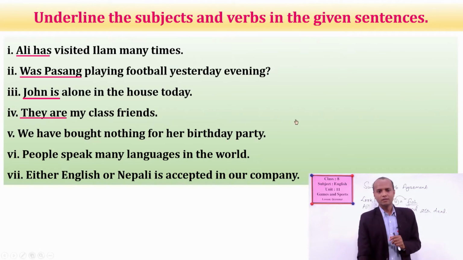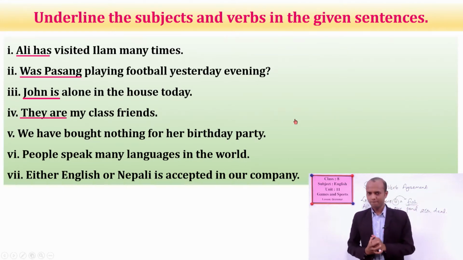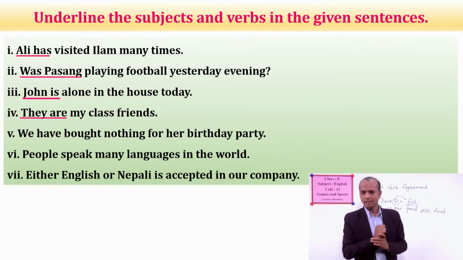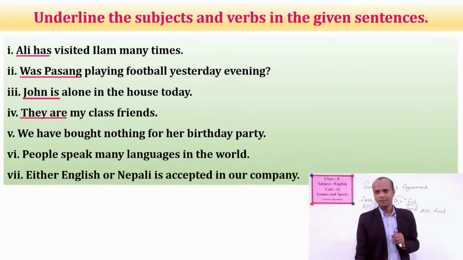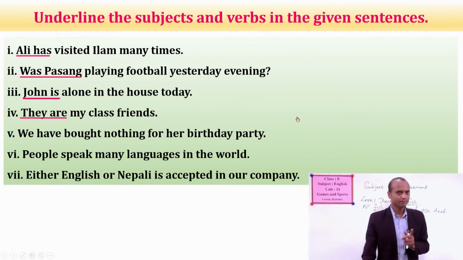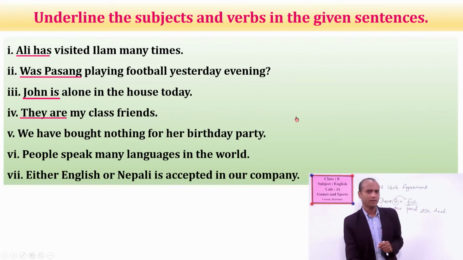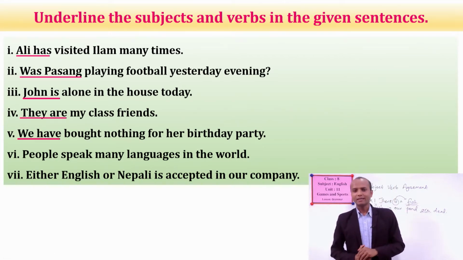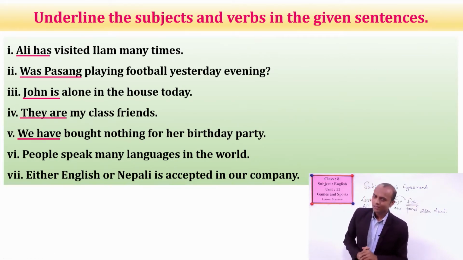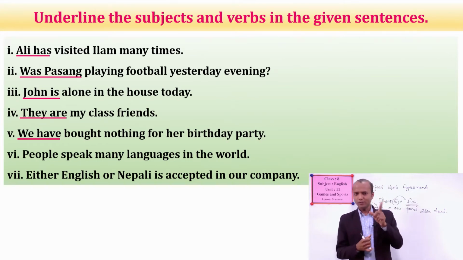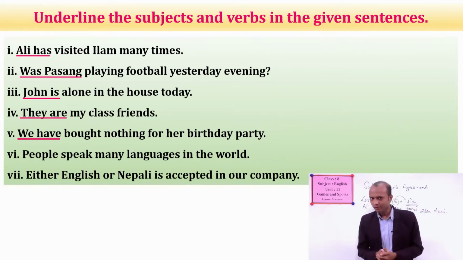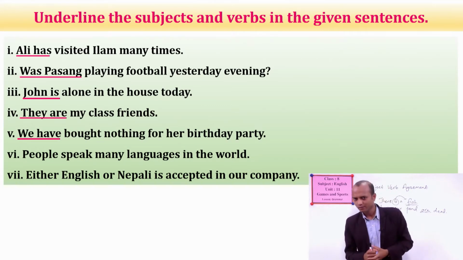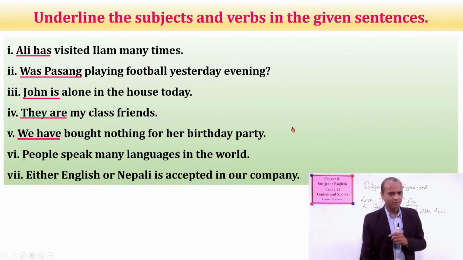We have bought nothing for her birthday party. What is the subject there? Repeat it once. It is we. Very good. And what is the verb? Have and bought. Have is there as an auxiliary verb. Very good. People speak many languages in the world. So what is the subject there? People. Very good. And the verb? It is speak. Wow. You're quite brilliant.